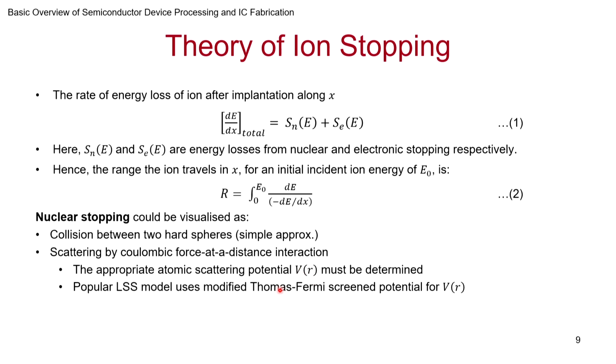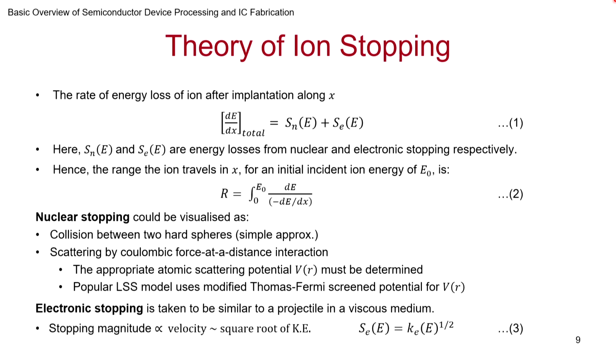And the appropriate atomic scattering V of R can be found out. There are lots of models available, and the popular LSS model uses a modified Thomas-Fermi screening potential, and this is the model that they have used for their evaluation in that paper that they have worked out.